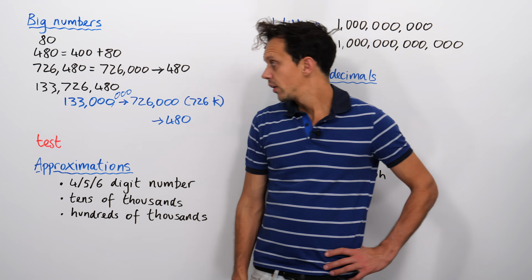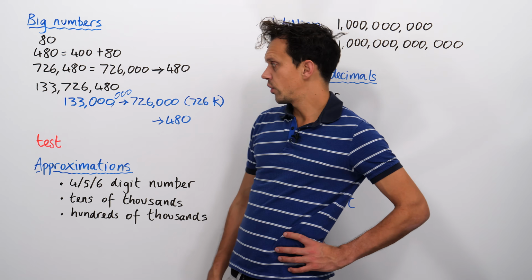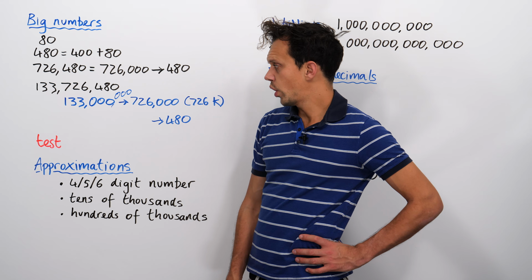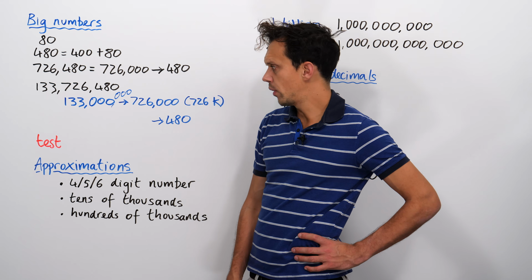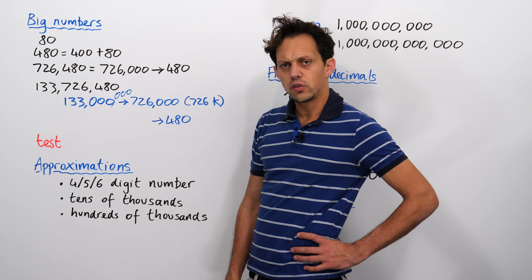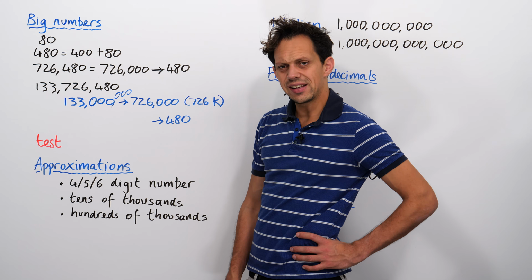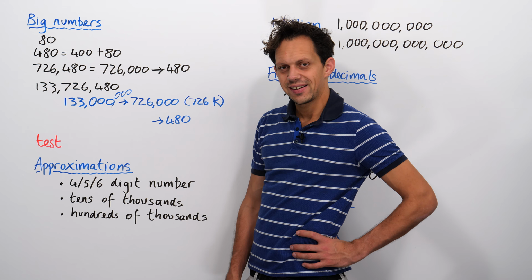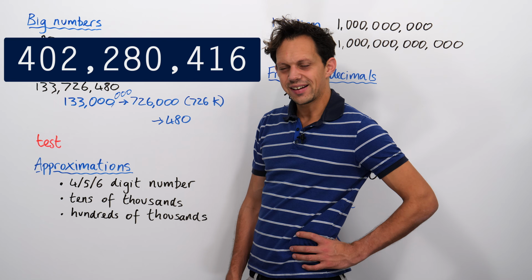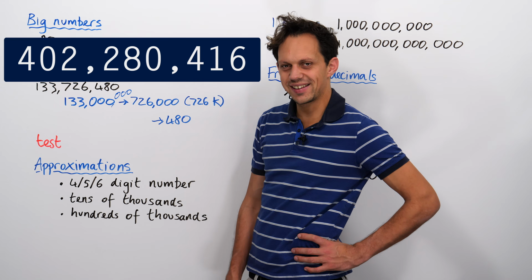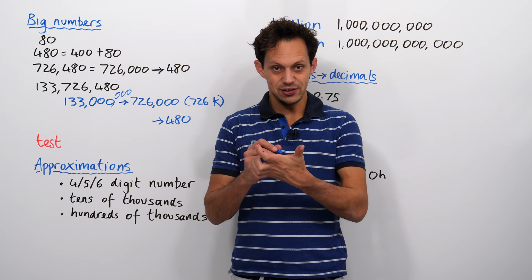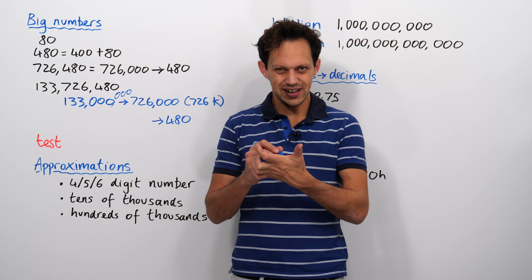Okay? So I'm going to go for 402,280,416. Now the problem is I've just forgotten the number. Right, I'm going to give you a little test now, and I'm going to write it down on my hand so I don't forget it.